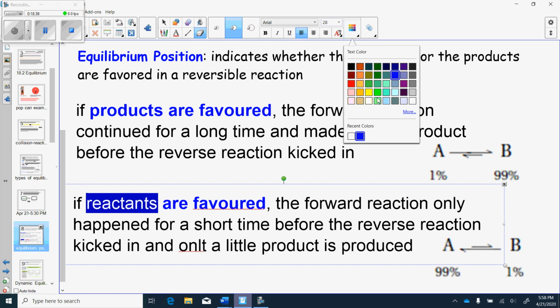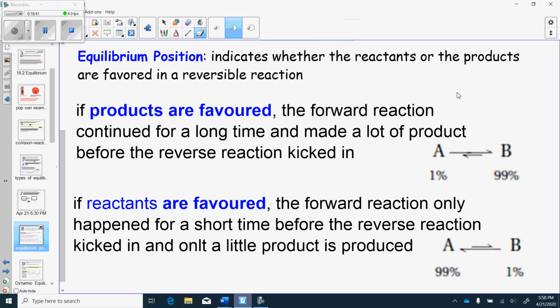If reactants are favored, what we're saying is the forward reaction didn't happen very long at all. It didn't get a chance to make much product. And the reverse reaction kicked in, and as soon as we made a little bit of product, boom, it started reverting back and turning back into reactant. So that's what we mean by products being favored or reactants being favored.